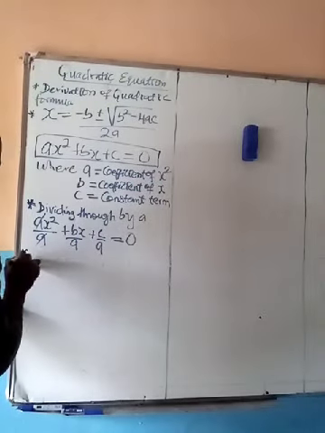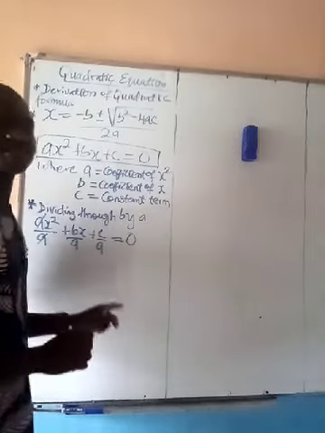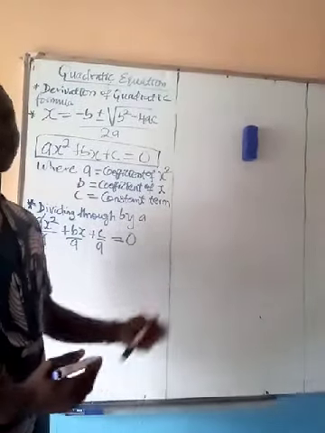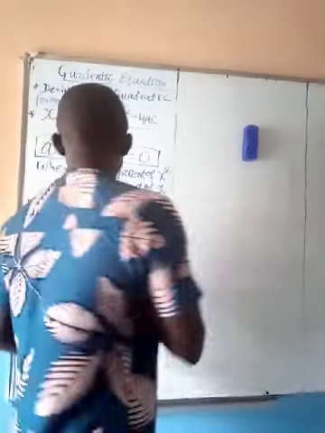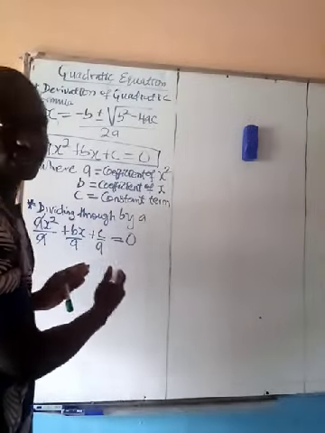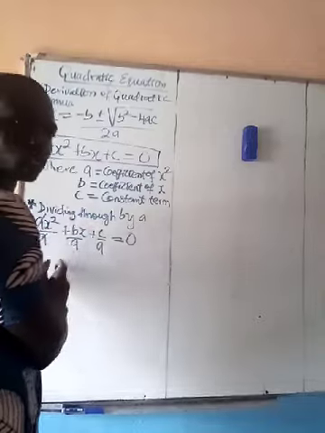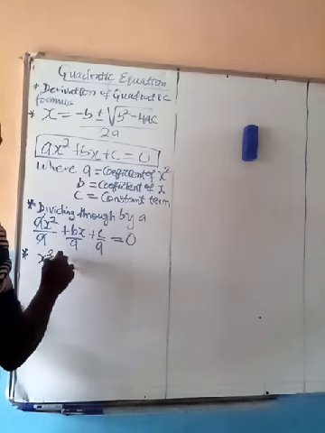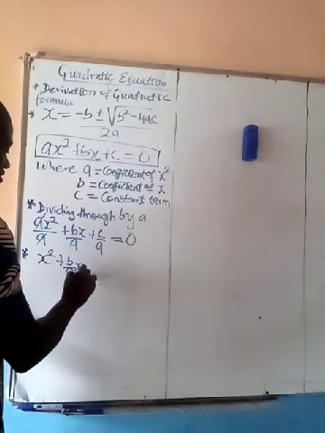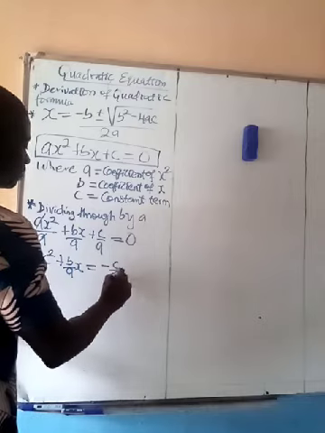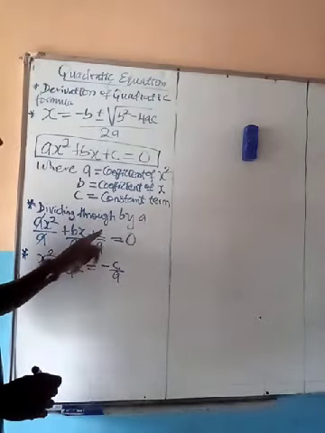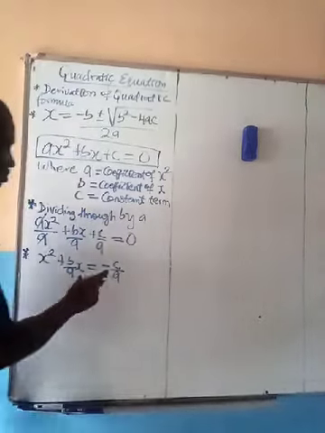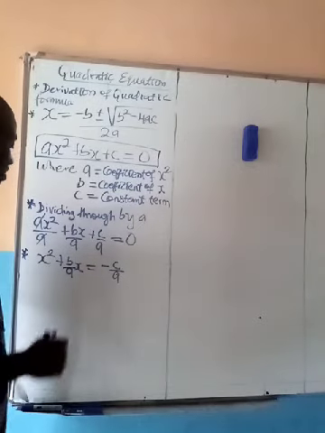The second step is move the constant term to the right hand side, that is to this side. Why? It's just like collecting like terms in solving simple linear equation. Why we are doing this now is to bring the terms in x, those terms that have variable, in one side, then those that are constant, we keep in the other side, so that we have x squared plus b over a x is equal to minus c over a, because this is plus. When it crosses the equal sign, it becomes minus c over a.